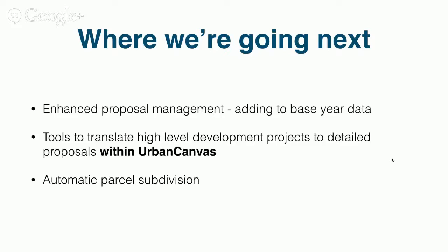So that's something that is in the pipeline, and tools to translate high-level development projects means things like you specify all of the inputs at the site scale, and then UrbanCanvas will automatically subdivide the site and allocate those units and down to the newly created parcels.